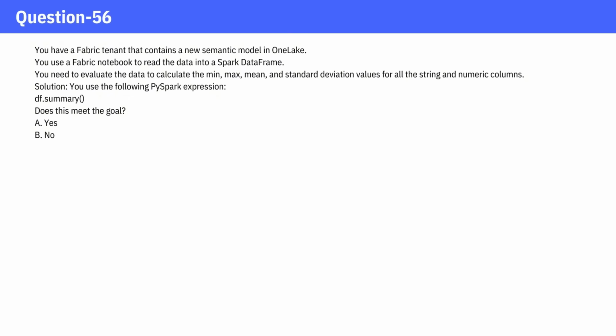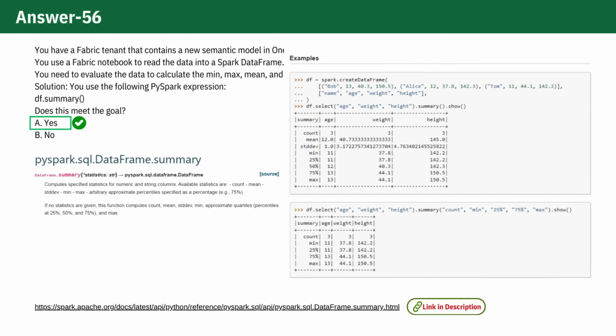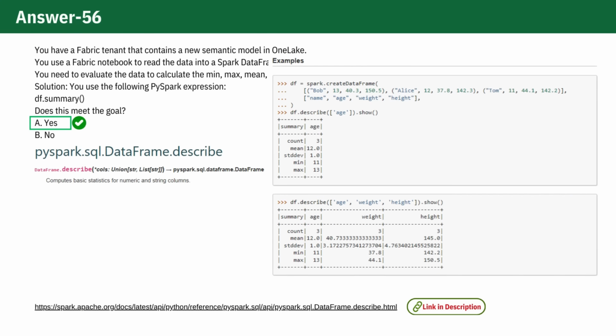A. Yes. B. No. The answer is yes. The expression df.summary is suitable for achieving the goal of evaluating the data to calculate the min, max, mean, and standard deviation values for all the string and numeric columns in a data frame. And df.describe computes basic statistics for numeric and string columns.